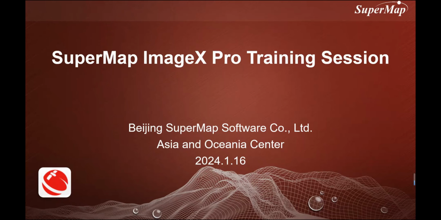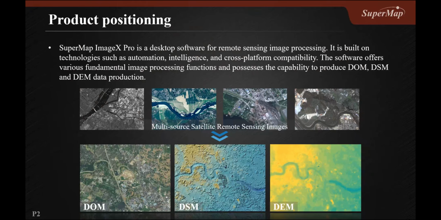Before we proceed with the hands-on practice, let's first understand the product position and the capabilities of ImageX. Our product integrates internationally leading photogrammetric algorithms, leveraging technologies such as artificial intelligence, parallel acceleration, and cross-platform capabilities. It is designed to offer various image processing functions for remote sensing image data, and possesses the capability to automate the production of data products.